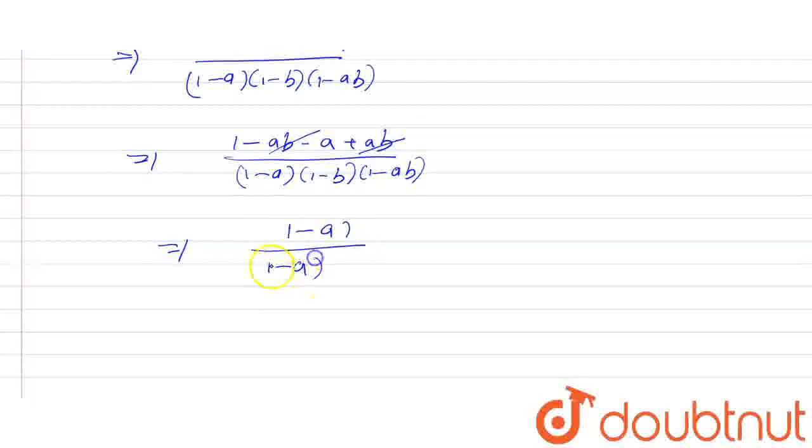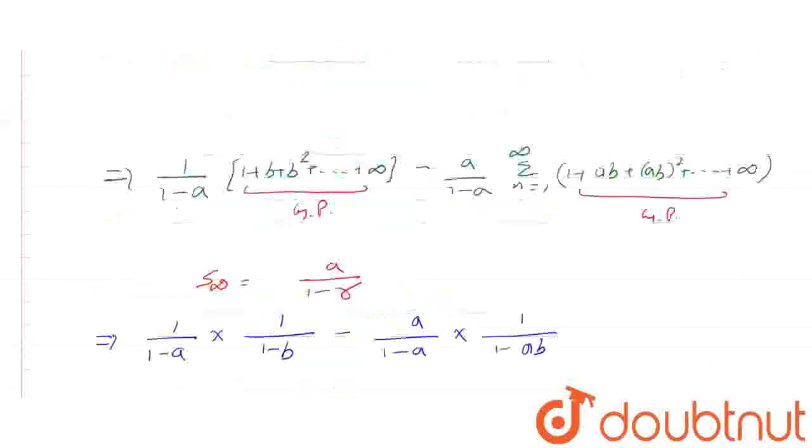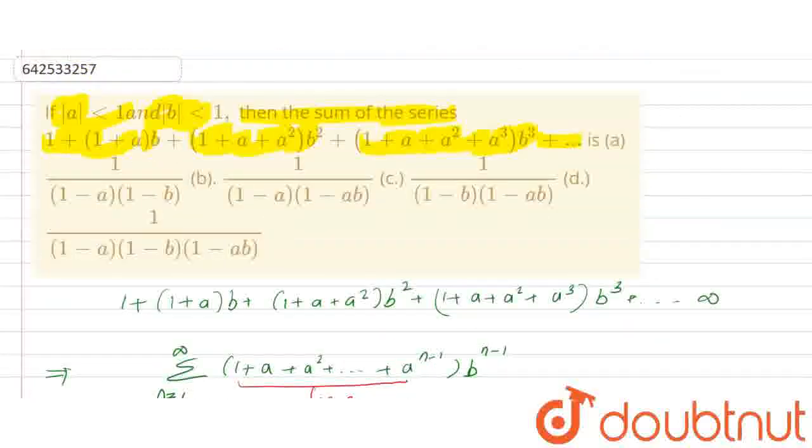So (1 - a) over (1 - a)(1 - b)(1 - ab). This and this get cancelled, and we are left with 1 upon (1 - ab)(1 - b). So this is our answer, the sum of the series which is given. Now check the options: 1 upon (1 - ab)(1 - b), this C option is correct. This is our answer, this only we had to find.